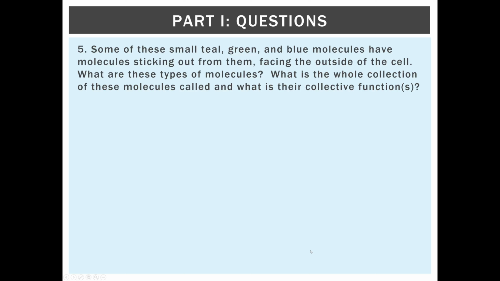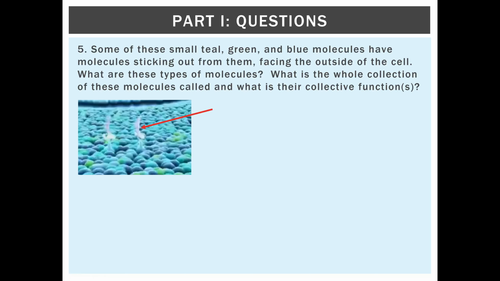Number 5, some of these small teal, green, and blue molecules have molecules sticking out from them facing the outside of the cell. What are these types of molecules? What is the whole collection of these molecules called? And what is their collective function? Again, here's a screenshot from the beginning of the clip.